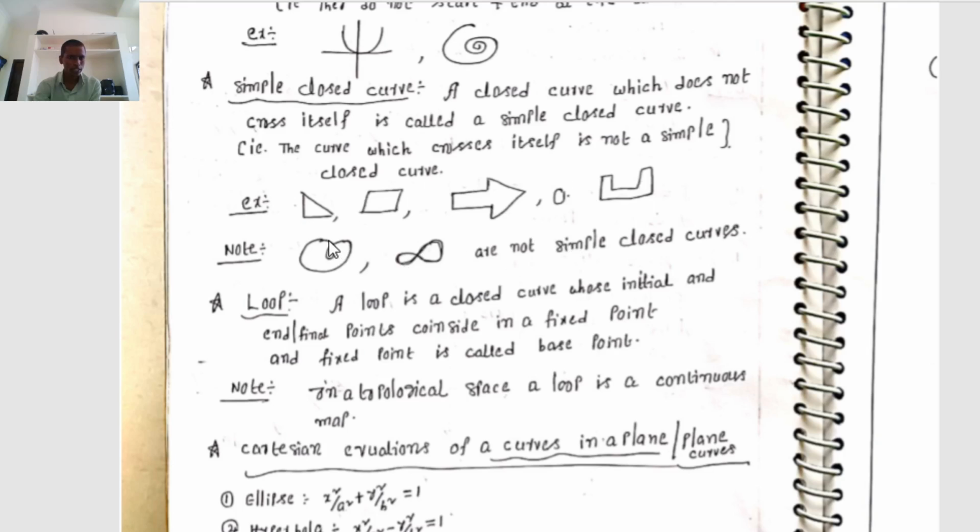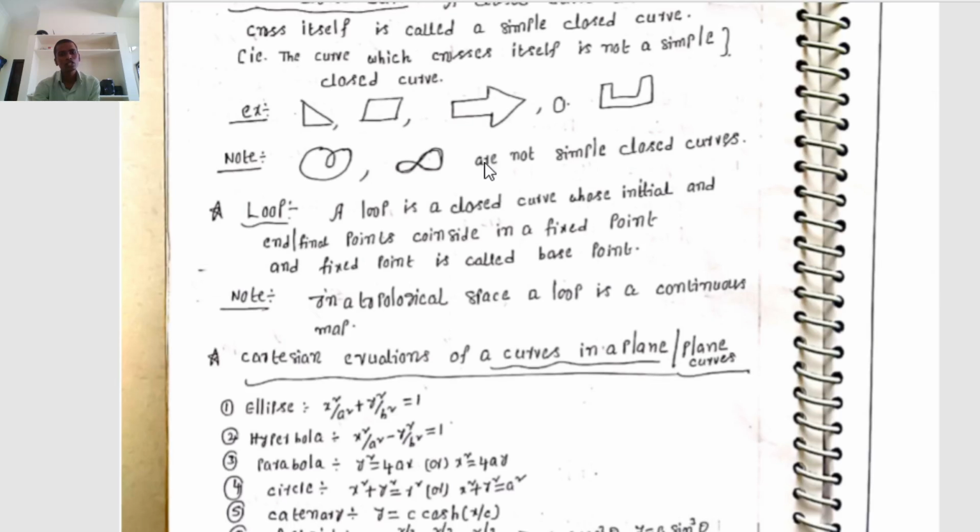Suppose you draw this curve from the starting point. It automatically crosses itself. Therefore, it is not a simple closed curve. Similarly, we can draw this curve, and it also crosses itself. Therefore, it is not a simple closed curve. Any closed curve which does not cross itself is called a simple closed curve. Any curve that crosses itself is not a simple closed curve.